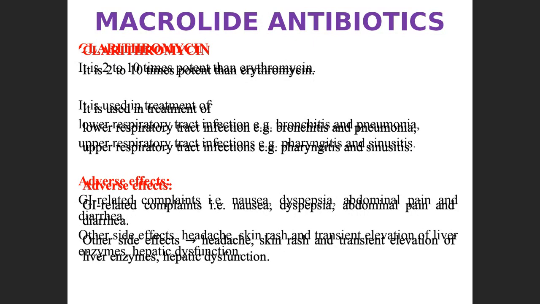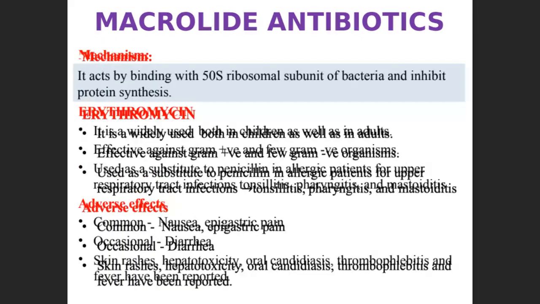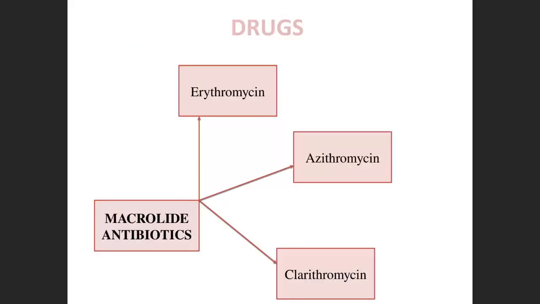So these are the three important macrolide antibiotics. As soon as you see the name macrolide antibiotics, it should come to your mind that these antibiotics are used for respiratory tract infections. You have erythromycin, azithromycin, and clarithromycin. So this is about the two categories of antibiotic drugs, the beta-lactam antibiotics and the macrolide antibiotics.